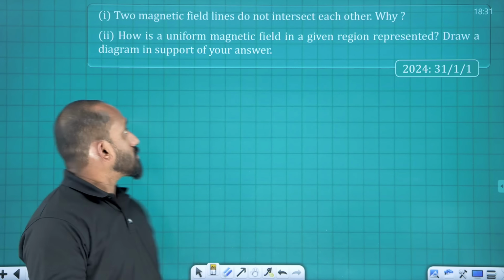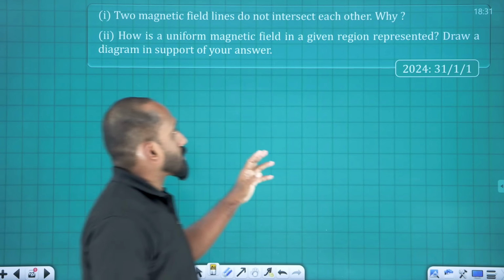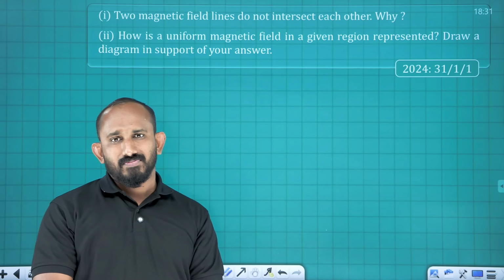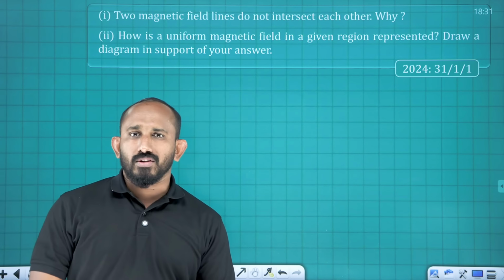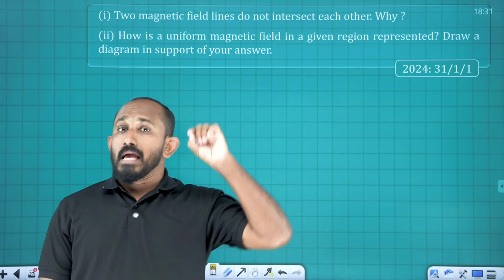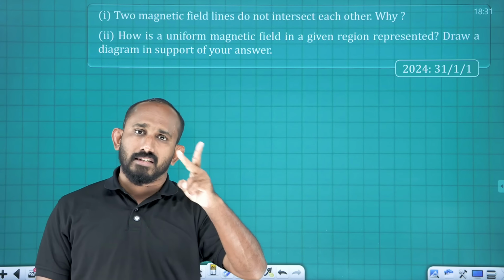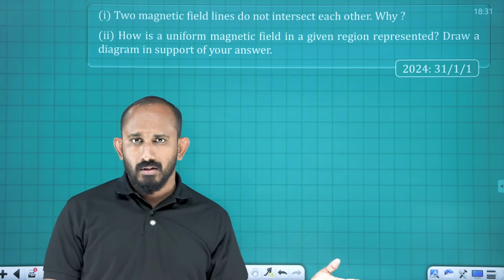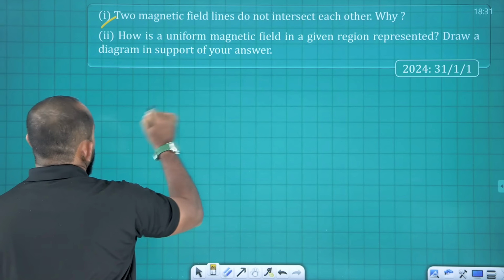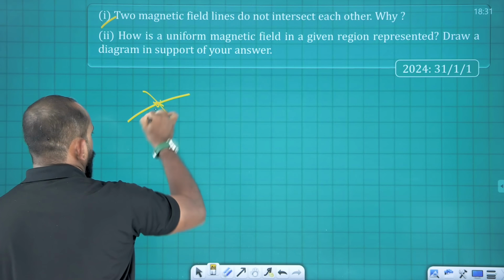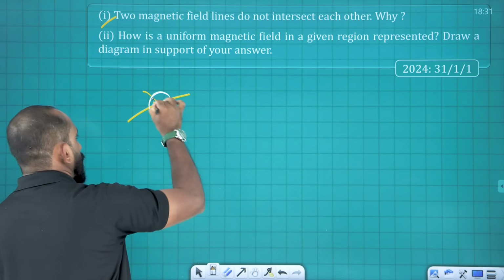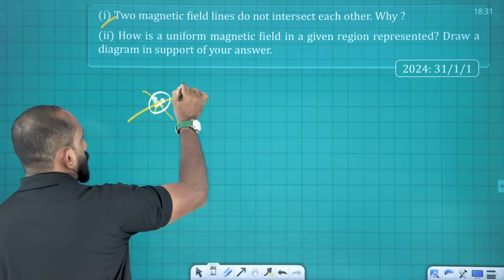Okay, the next question is: two magnetic field lines do not intersect each other. Why? Yeah, see, just before we got that in the assertion-reason case. If you just slide it back, you'll get it. If two magnetic field lines are intersecting, then at that point a magnetic compass would have to show two directions simultaneously, which is not possible. Hence, they cannot intersect. Because there, the magnetic compass would have to show two directions, which is not possible.